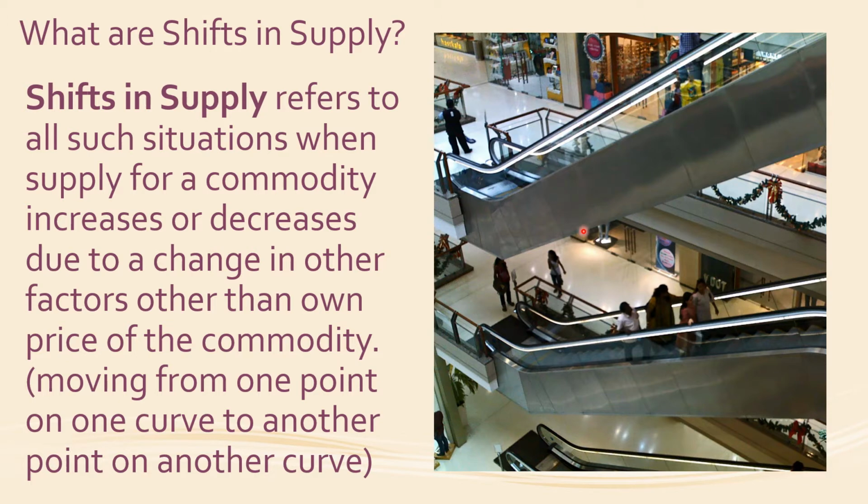So I've taken the same slide of two escalators, and as you can see, they're both moving upwards. If we can move from one escalator to another, similarly we can move from one supply curve to another. Price remaining the same, but other factors changing. Let me tell you here that shifts in supply are due to changes in supply. We are not talking about changes in quantity supplied due to change in price. We're talking about change in the entire supply schedule due to changes in other factors other than own price of the commodity. So here we are referring to changes in supply.